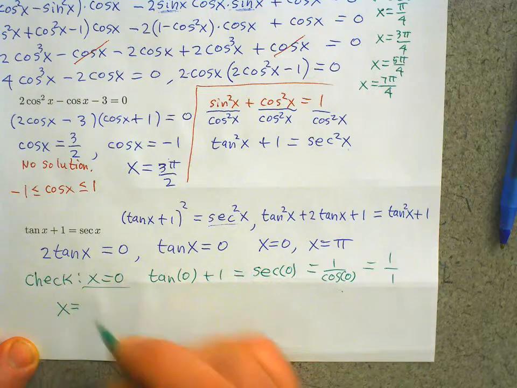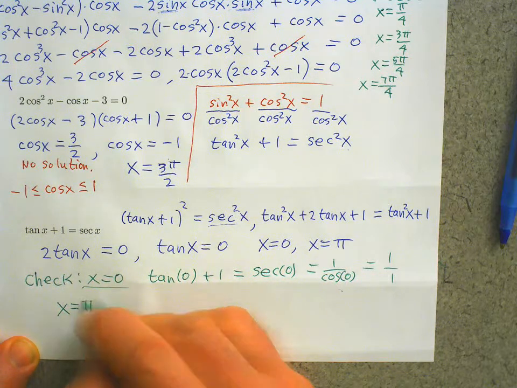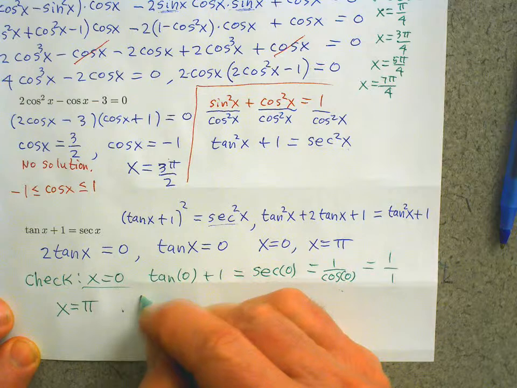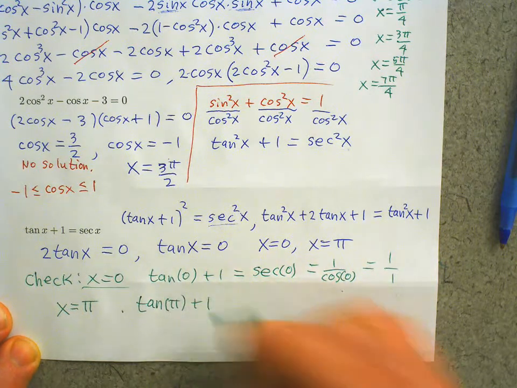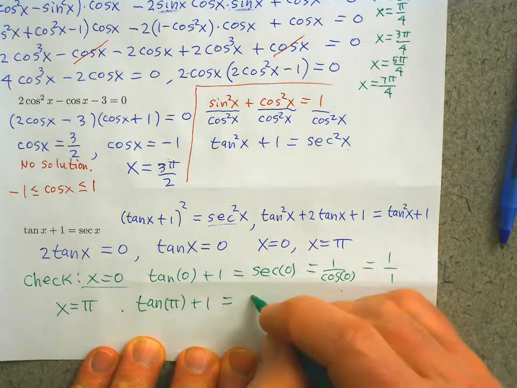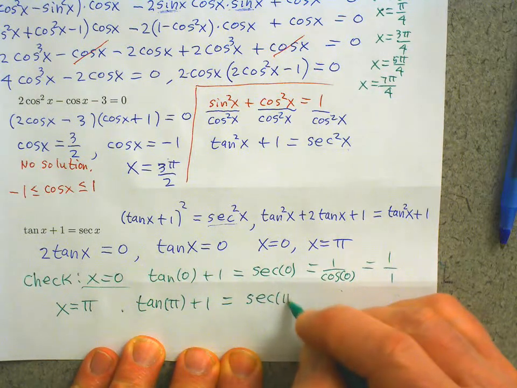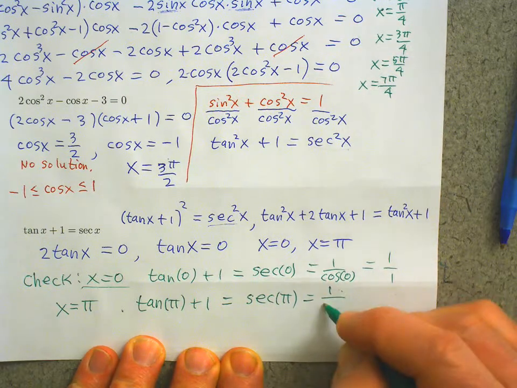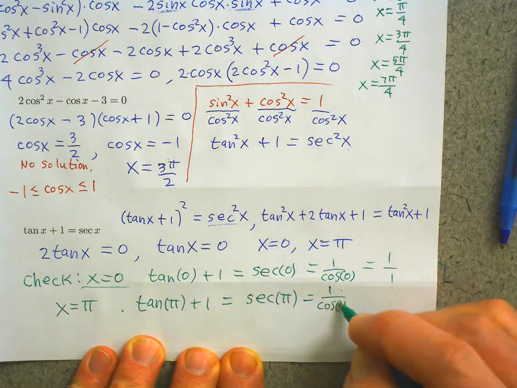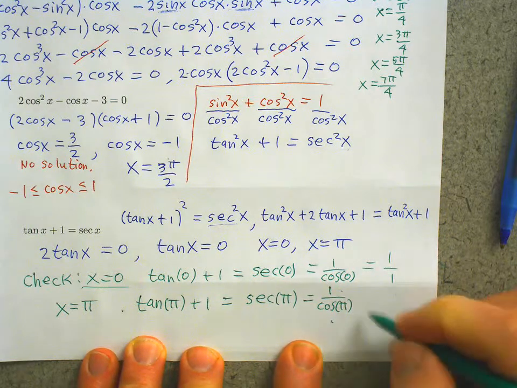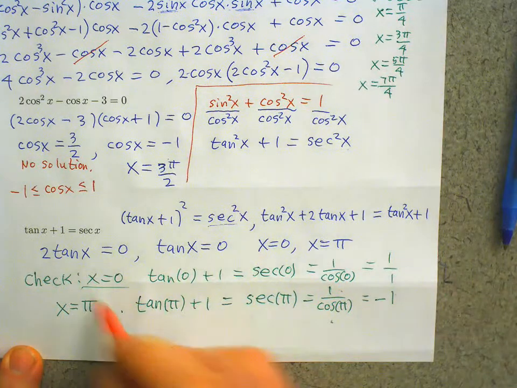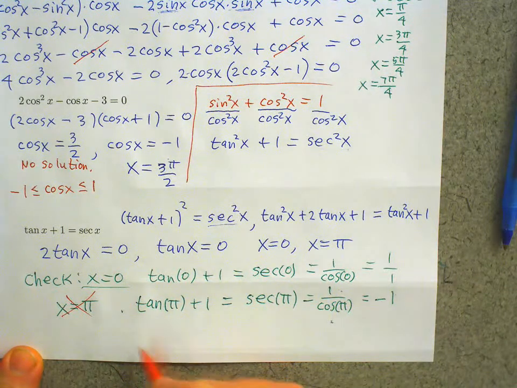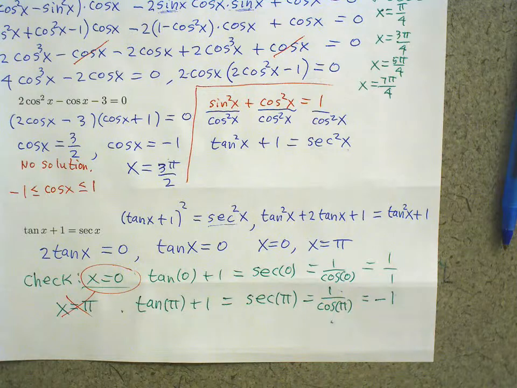What happens when we test x equals pi? Well, we do know that tangent of pi is 0. And secant of pi equals 1 over cosine of pi. Cosine of pi is -1. So x equals pi is not a solution. Turns out that x equals 0 is the only solution.